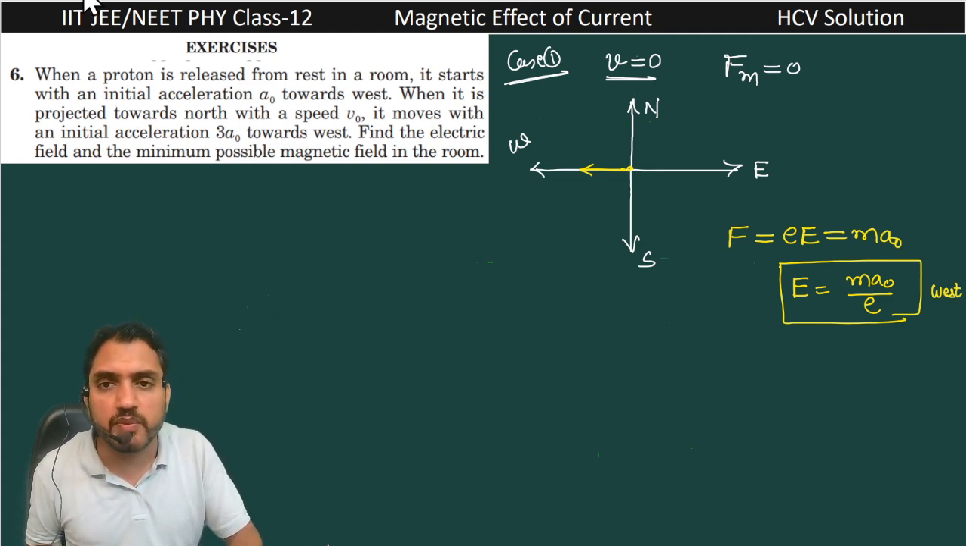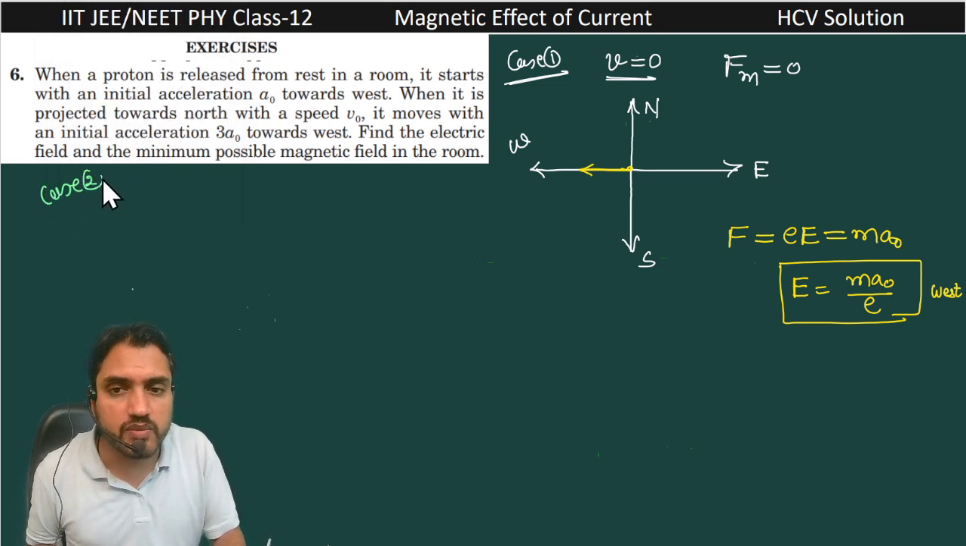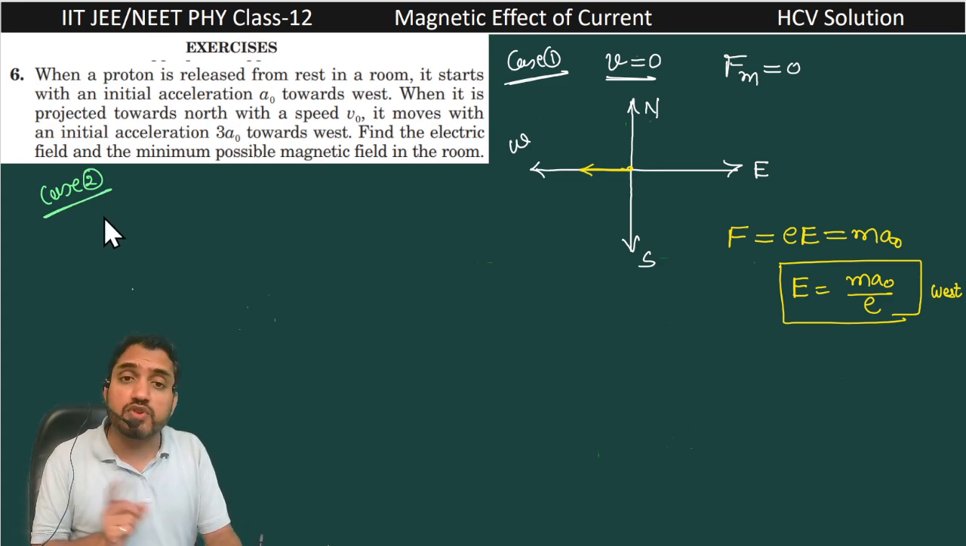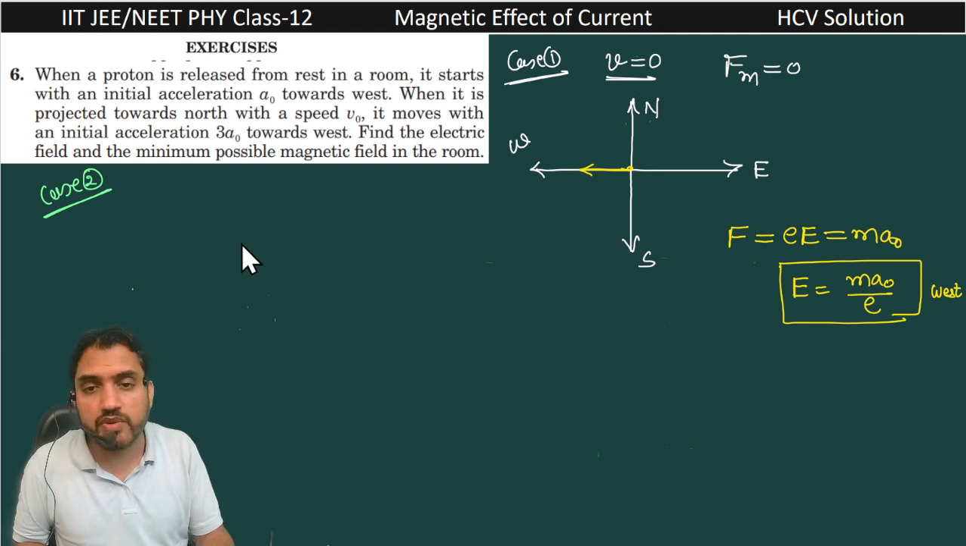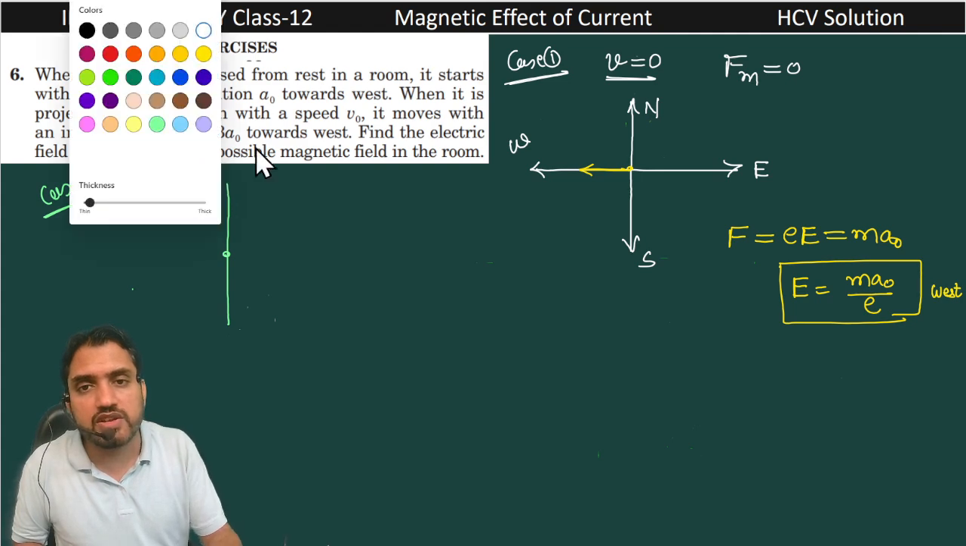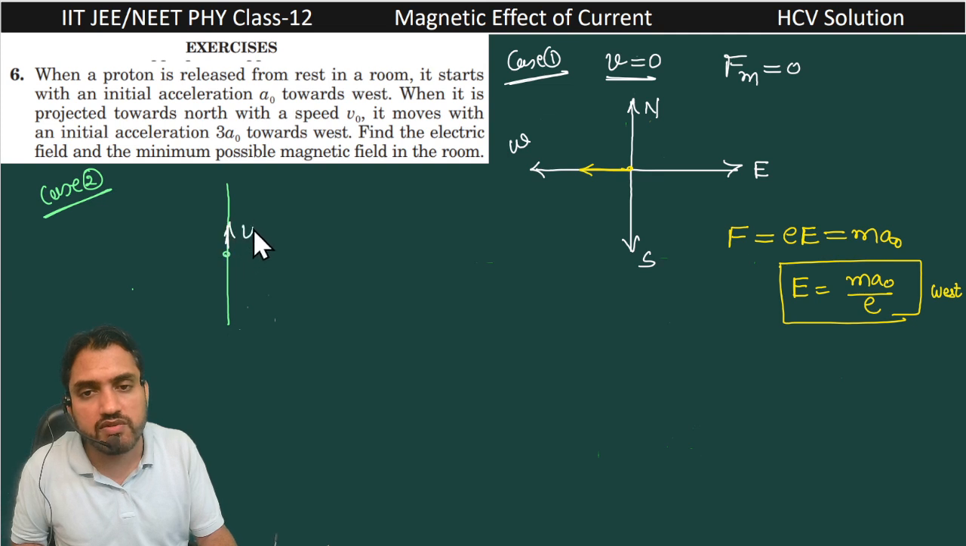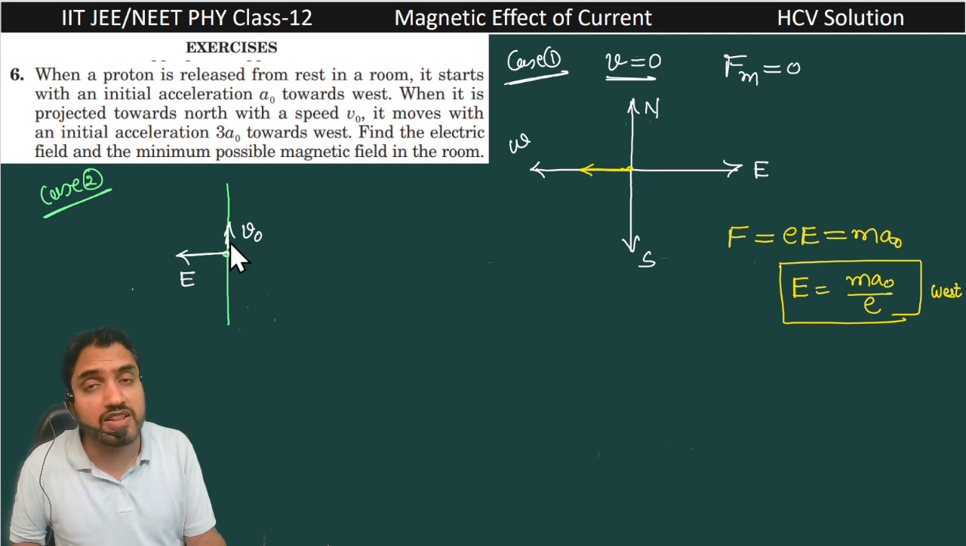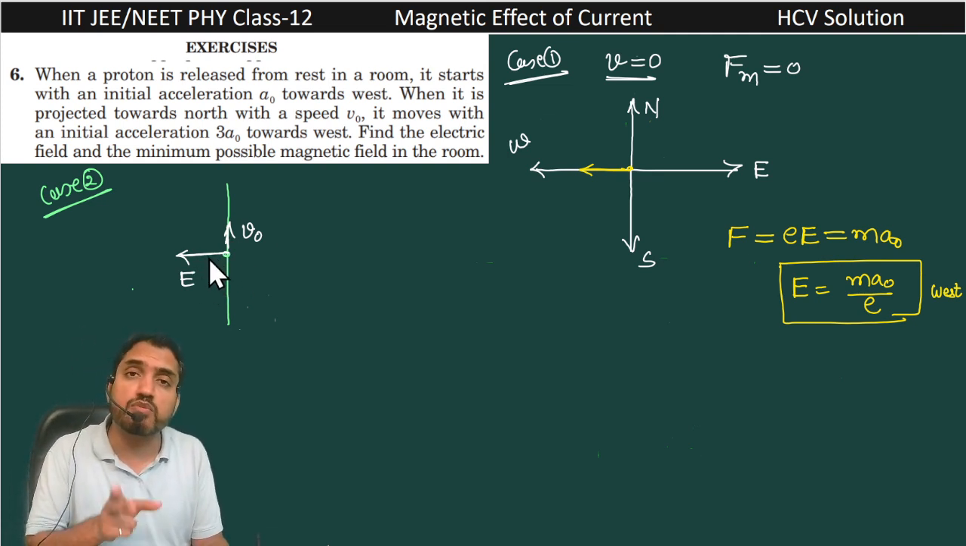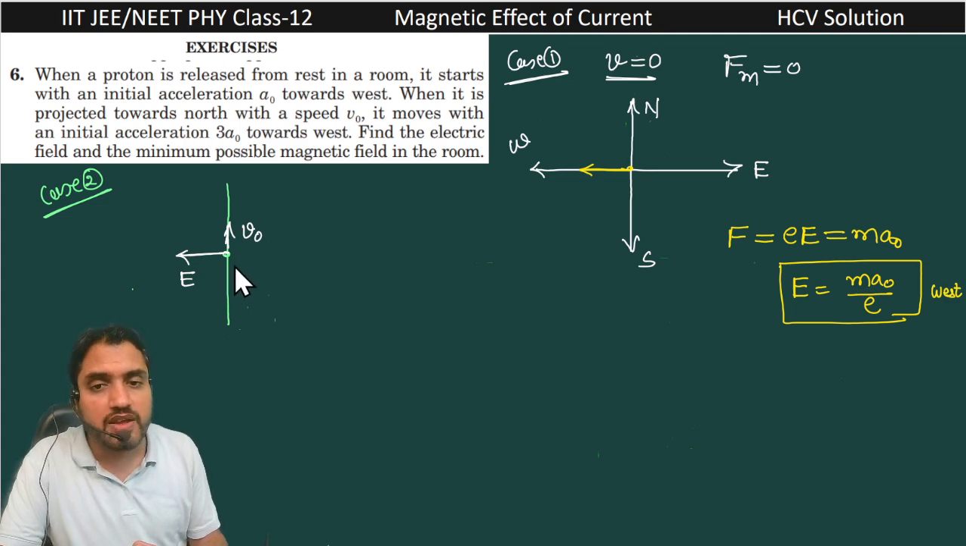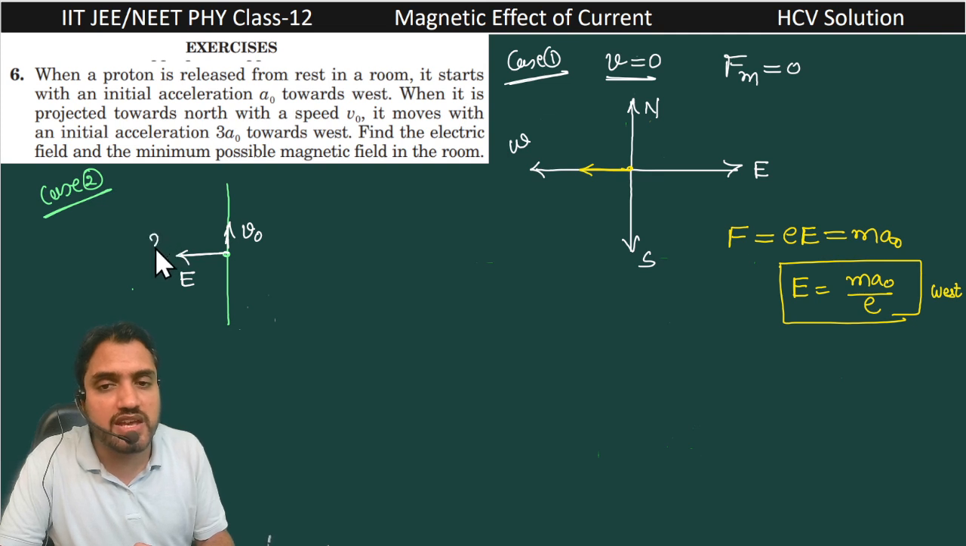Now in case number 2, it is projected with velocity v naught towards the north. So the electric field already exists, and due to the electric field and the magnetic force, the electric force and magnetic force both will work together, and both will produce the acceleration a equal to 3a naught in the west direction.